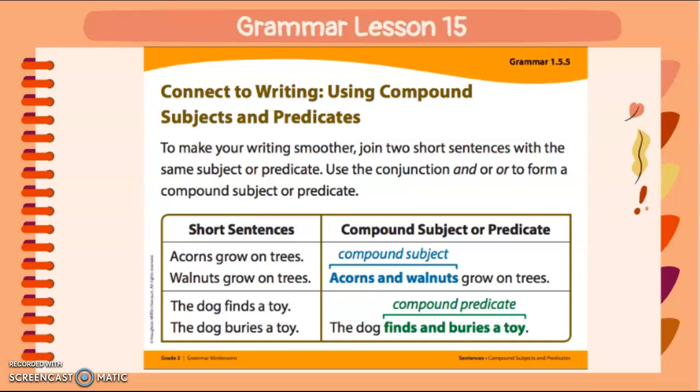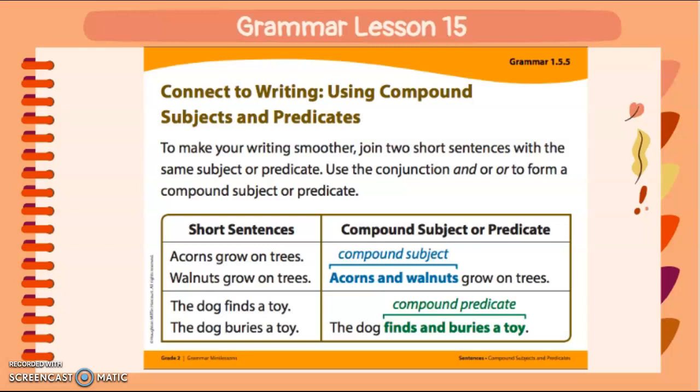Today we are going to talk about using compound subjects and predicates in our writing. To make your writing smoother, join two short sentences with the same subject or predicate. Use the conjunction "and" or "or" to form a compound subject or predicate. Let's look at the examples below to see how we can do this.